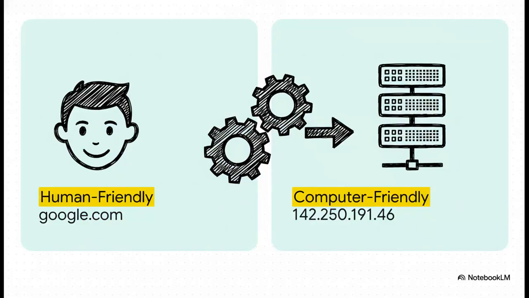And this is exactly what that translation looks like. On the left, you've got the name we all know and love. On the right, you have its IP address, the unique string of numbers that tells the internet exactly where that server lives. I mean, can you imagine if we had to memorize that string of numbers for every website we visit? No way. Thank goodness for DNS.